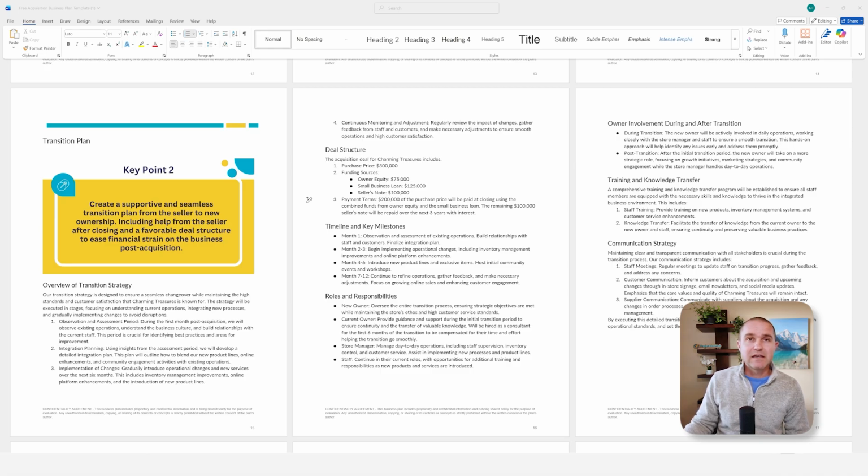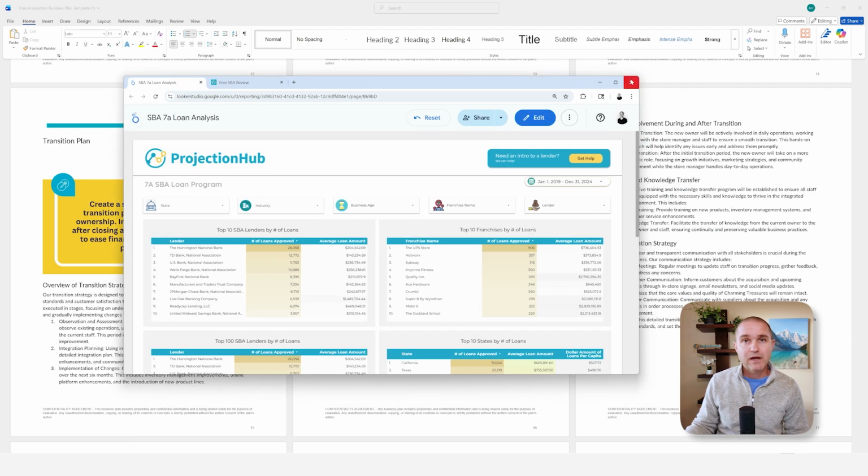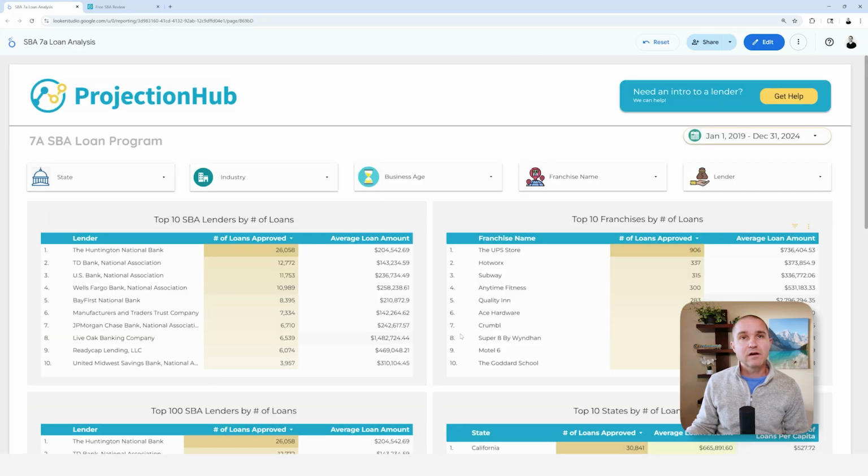In this case, it was a connection we already had. But if you don't have a good idea of where to find a lender, we do have this free SBA lender finder tool. I'm going to show you how to use it here. What we've done is taken the publicly available SBA loan data and got it into this format where you can sort and filter by a bunch of different variables.